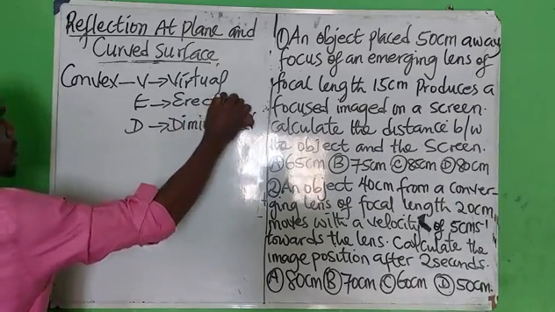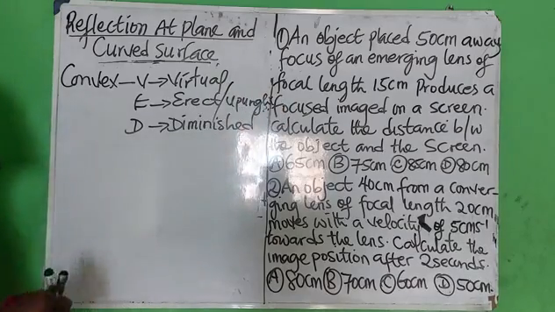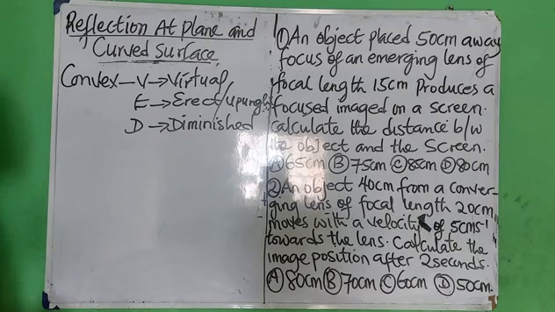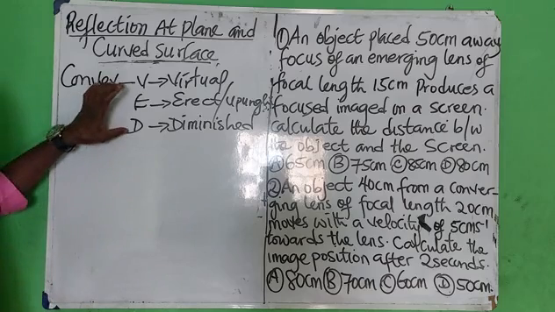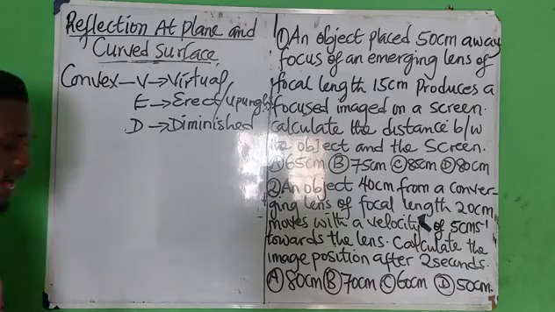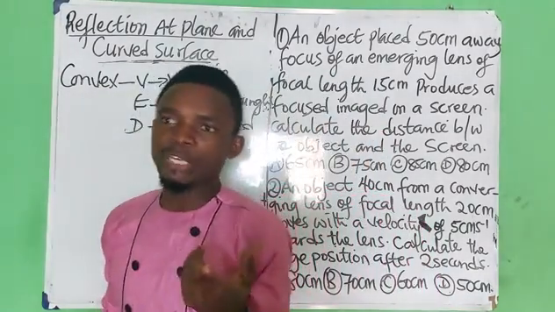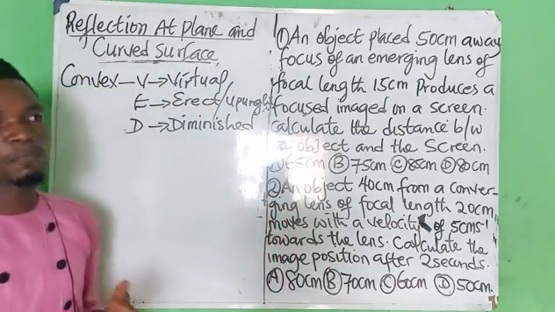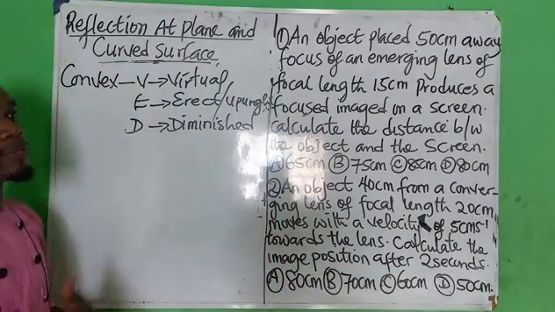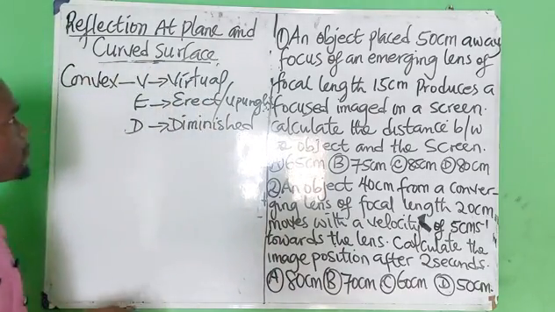If I don't use the word erect, I'll use what? Upright. Please take note that the images formed by a convex mirror are virtual, erect, and what? Diminished. So that is for the convex mirror. However, a concave mirror has the ability to form different images based on the position of what? The object. When the object is positioned differently, you have different images being formed.